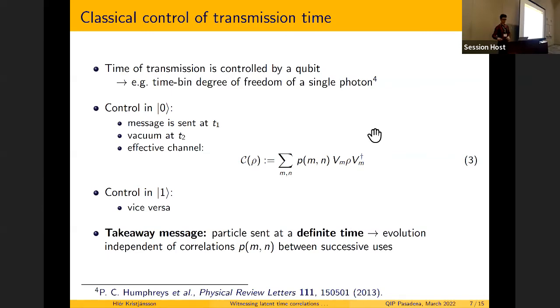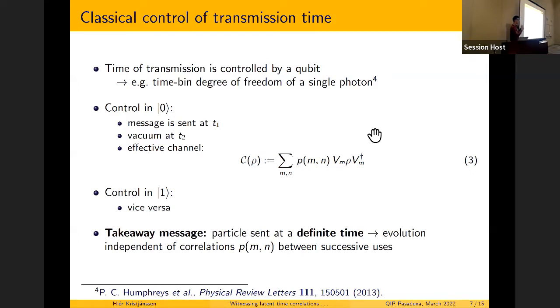Now we consider the case where the time of transmission is controlled by some quantum degree of freedom, by a qubit. For example, it could be the time bin degree of freedom of the same photon that we're using to encode our message. So if it's in a computational basis state 0, then the message is sent at time t1, the vacuum at time t2. If the control is in the computational basis state 1, the vacuum is sent at time t1 and the particle at time t2.